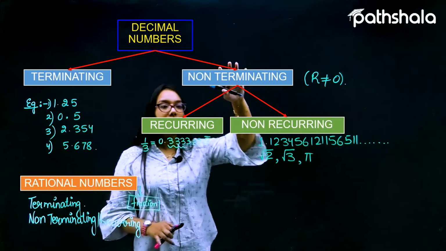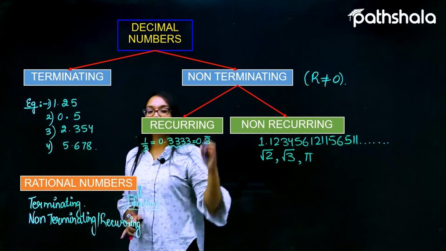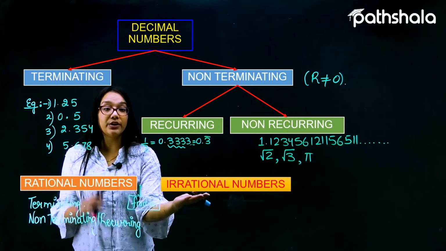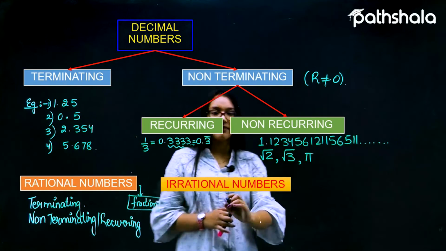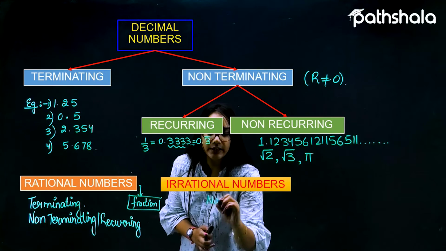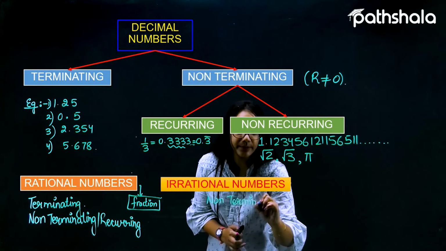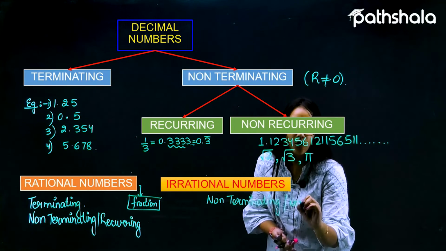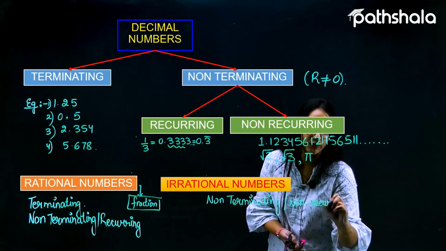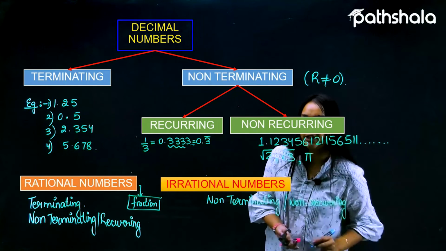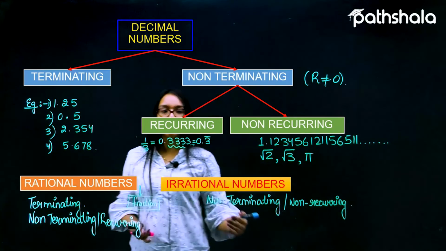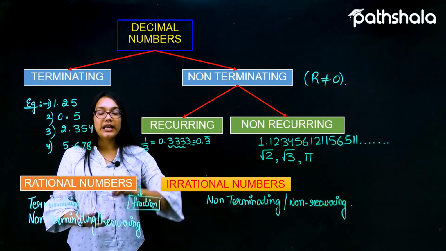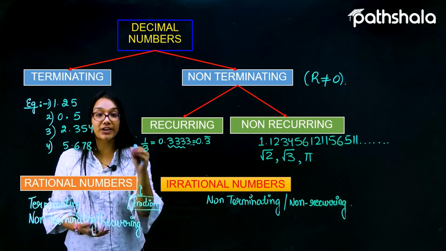A representation which is non-terminating and non-recurring is called an irrational number. So always remember this fact: a non-terminating and non-recurring, or you can also say repeating, both of these words are the same, number is called an irrational number, because it cannot be converted into a fraction at all.